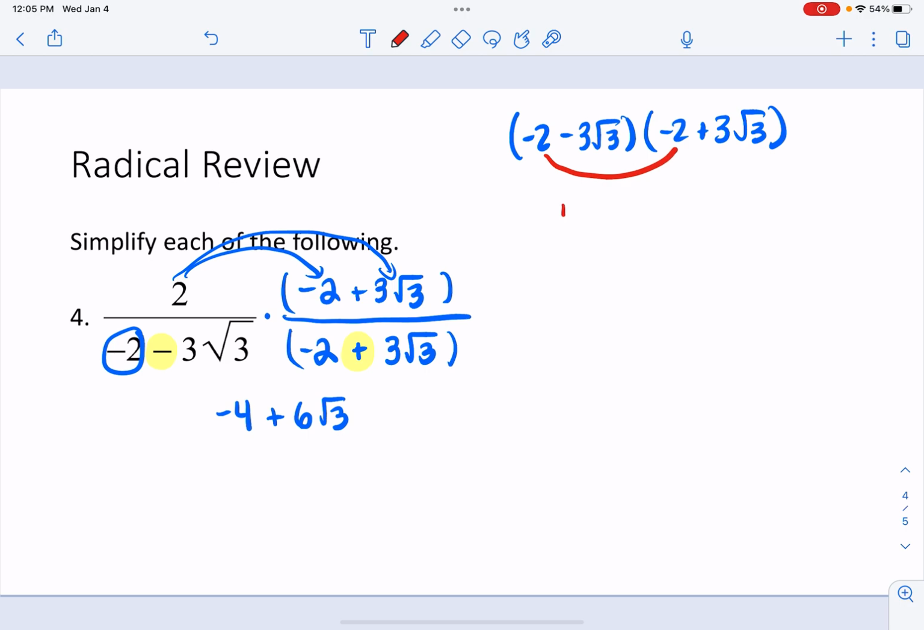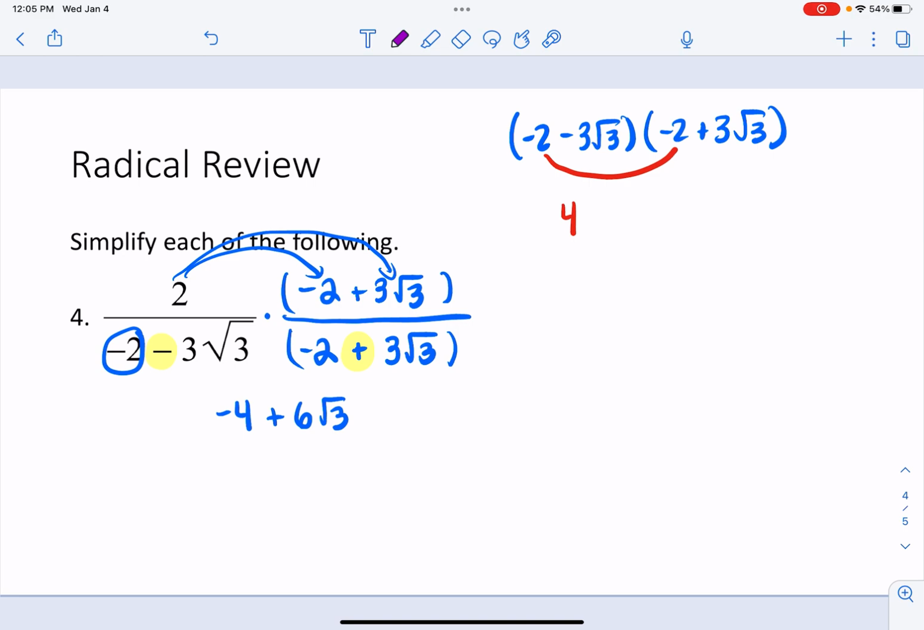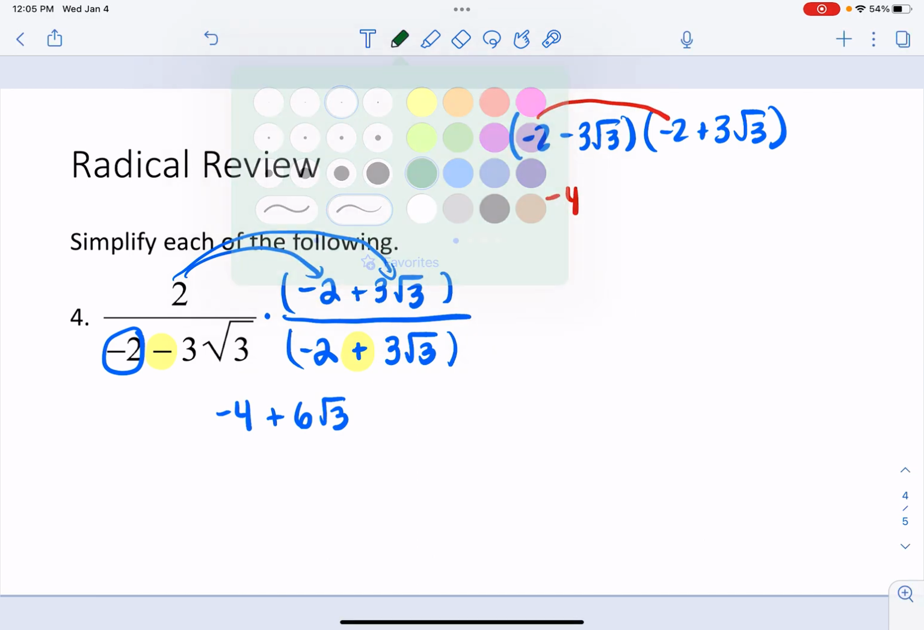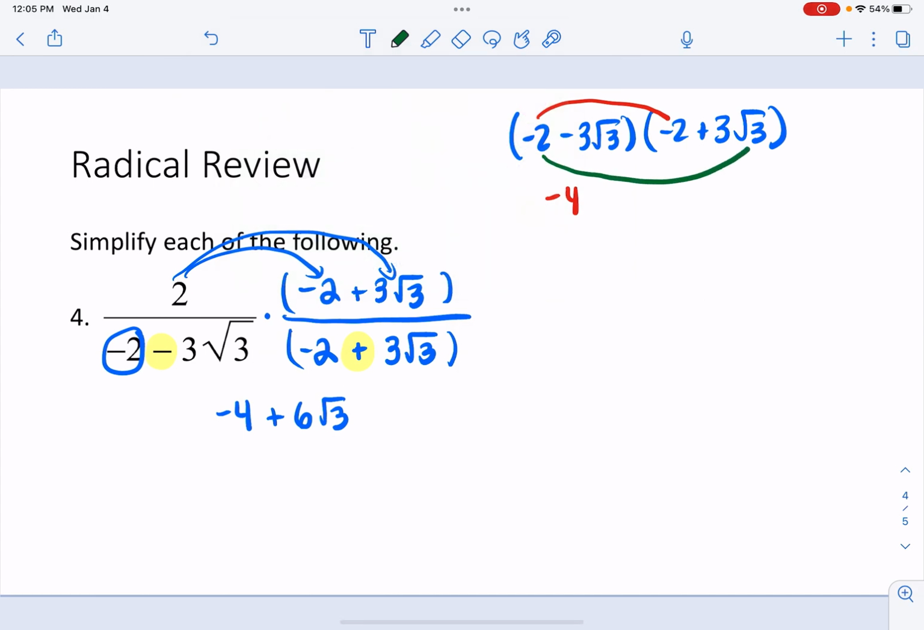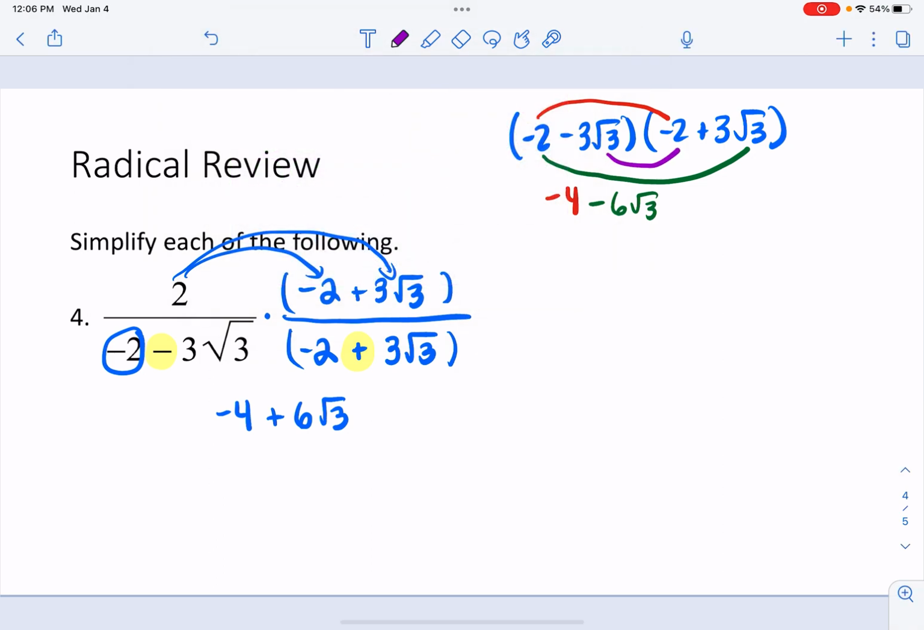First terms together, that's a +4. Actually, I'm going to do it so it always is consistent. I'm sorry, first terms together, outside terms together. I'm not at all focused here. Outside terms together, -4... that is a -6√3. Inside terms together is a negative times a negative is a +6√3.